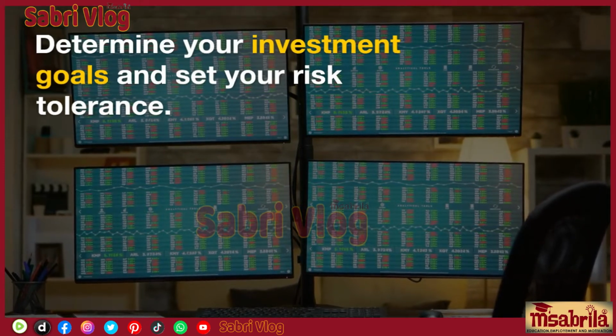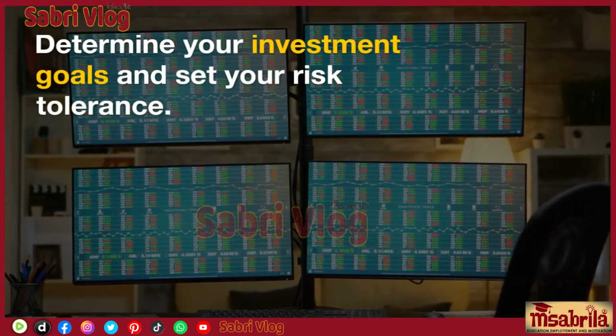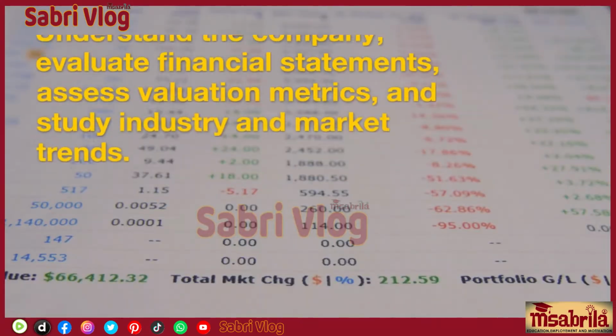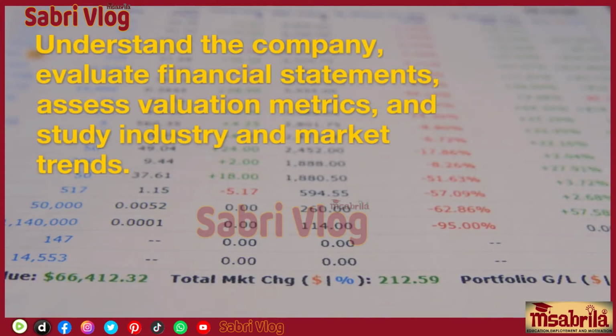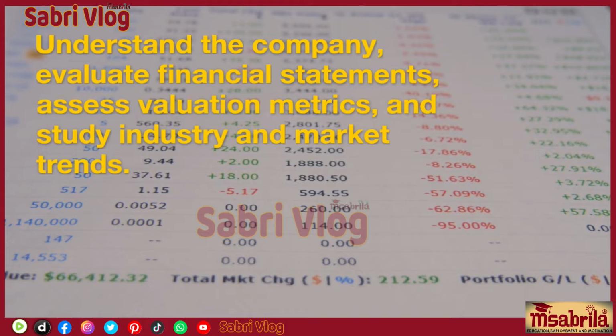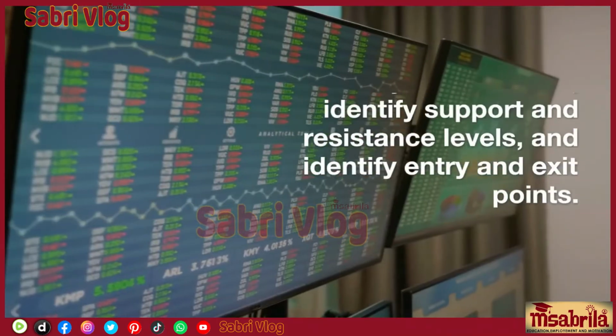Assess valuation metrics. Use ratios like price to earnings (P/E), price to sales (P/S), price to book (P/B), and dividend yield to evaluate whether the stock is overvalued or undervalued compared to its peers or the overall market. Study industry and market trends. Understand the industry in which the company operates, including growth prospects, competitive landscape, regulatory factors, and potential risks. Stay updated with market trends that may impact the company's performance.